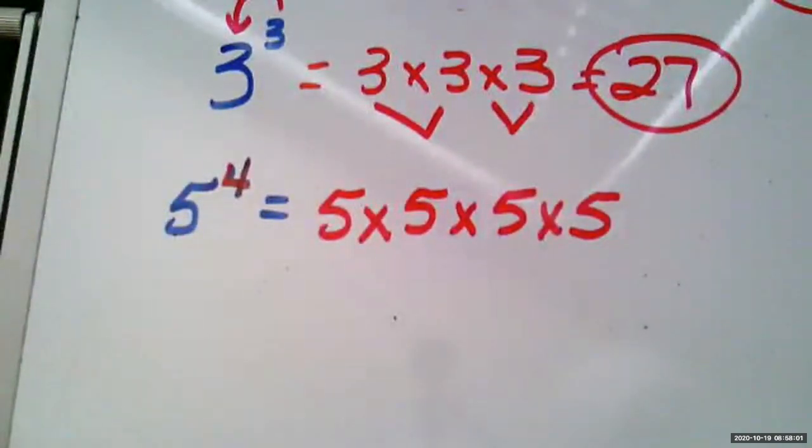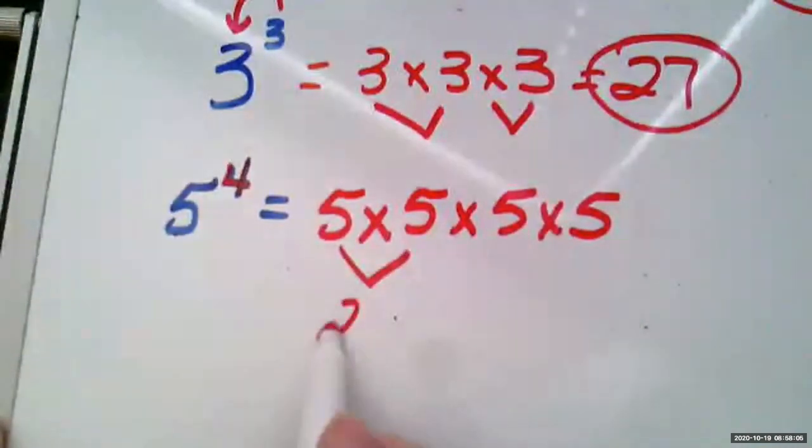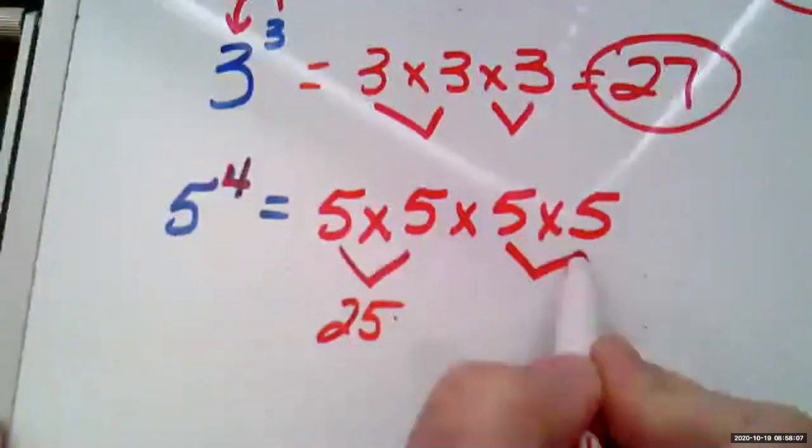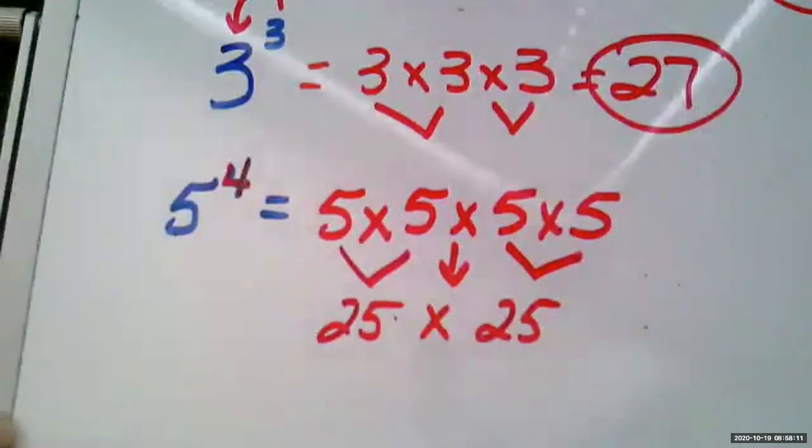Nope, haven't gotten anyone with the right answer yet. What's 5 times 5? 25. What's this 5 times 5? 25. You still haven't used another multiplication. You still have to multiply 25 times 25. This will take you a little while.